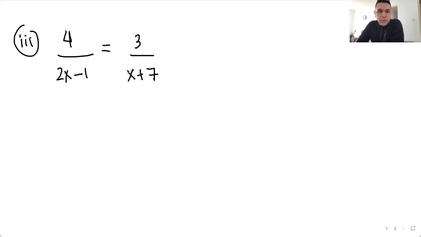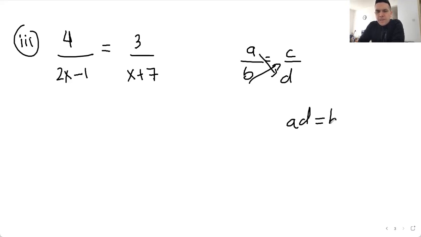To the numerators. So we're going to have to multiply. We can multiply this. Well, it's also called cross multiplying. For example, if you have a over b equals c over d, you can cross multiply, right? And then you get a times d equals b times c, cross multiplying.